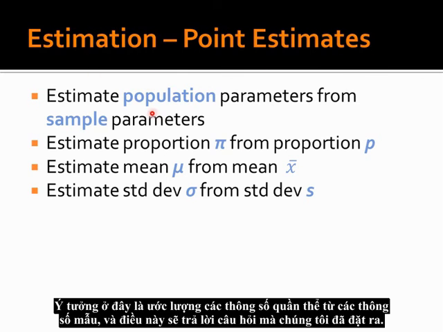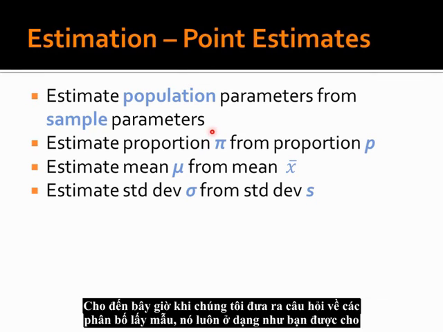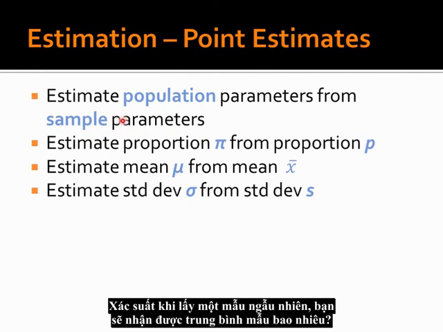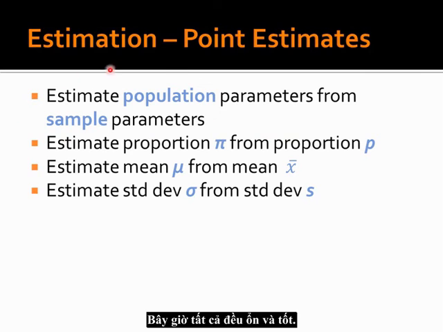The idea here is to estimate population parameters from sample parameters, and this is going to answer the question that's been nagging at the back of our heads, which is, up till now, when we gave questions about sampling distributions, it was always of the form like you are given the population mean equals what? You're given the population standard deviation equals something. From these two values and given sample size of whatever, what is the probability that when you go out and collect a random sample, you'll get a sample mean of something or the other? Now that's all fine and good.